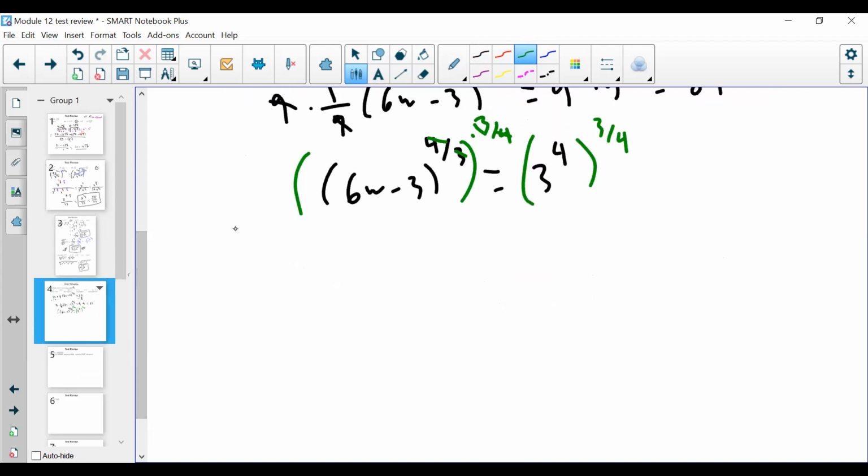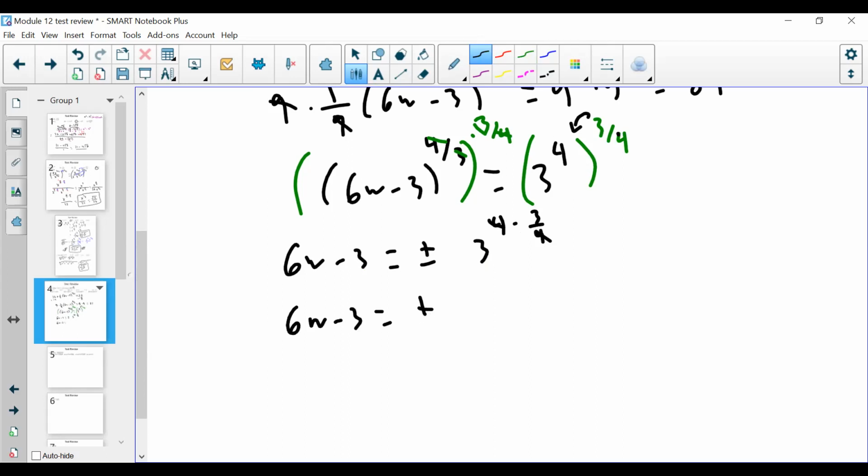So I can get on the left side, 6W minus 3. And on the right side, I have a plus minus of 3 to the 4 times 3 over 4, right? That's the 3 over 4 here. We distribute it in. We have 4 times 3/4. The 4's cancel out, and I have 6W minus 3 equals plus minus 3 to the 3rd power. And we have this plus minus here because we are taking an even root on the problem, so you have to put a plus minus.